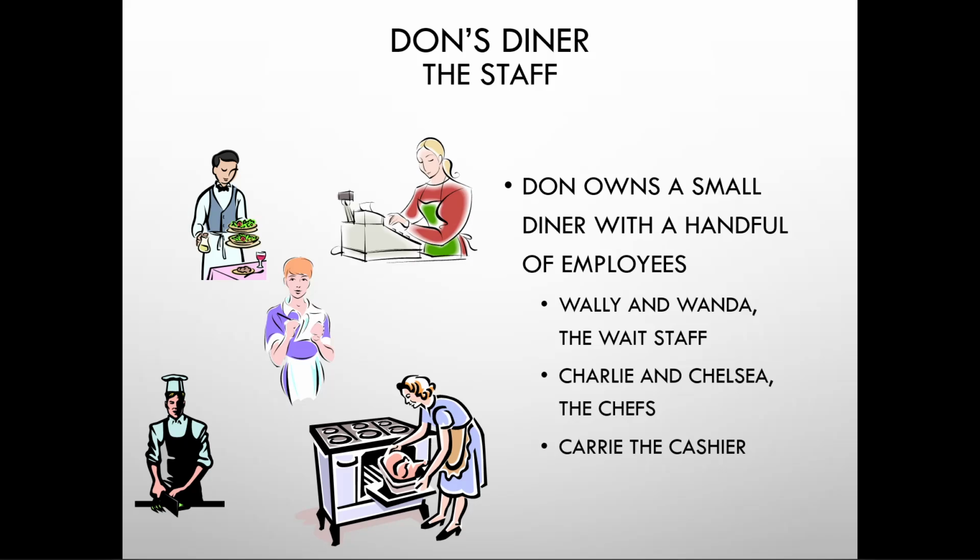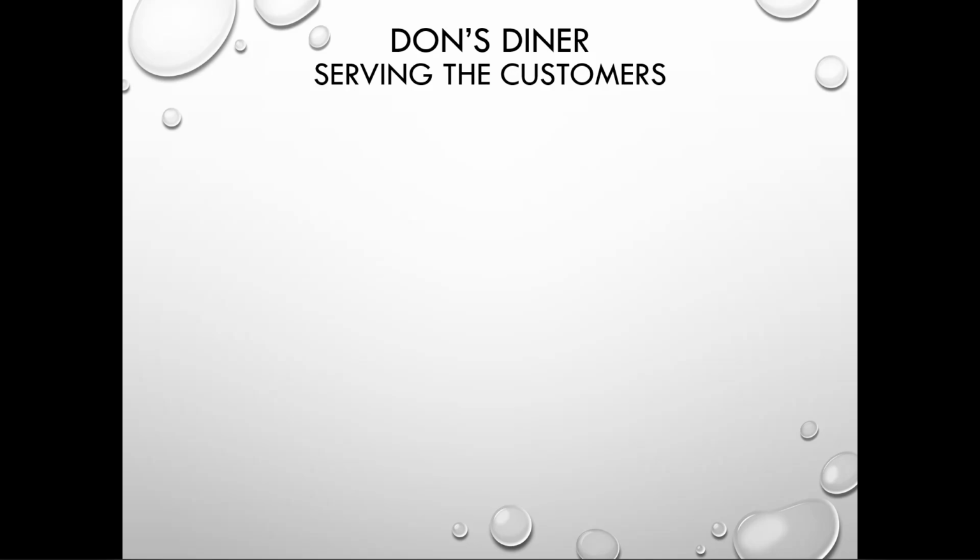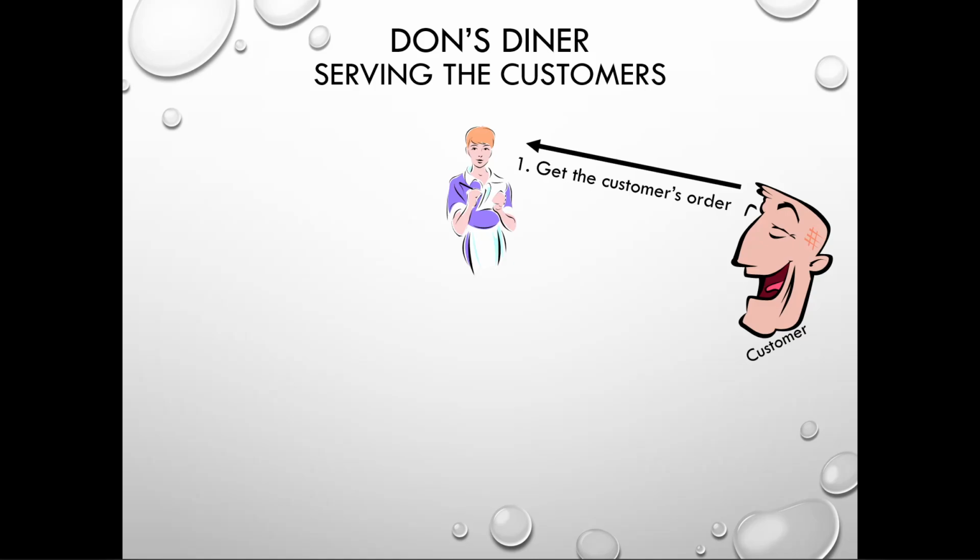So imagine you have a diner, Don's Diner, and he's really into alliteration. So Don has Wally and Wanda, the waitstaff, Charlie and Chelsea, the chefs, and Carrie, the cashier, who works for Don. And we want to look at a very specific interaction that happens at Don's Diner to show why MVC is important. So we all know when you go out to eat, the customer is going to go to the wait staff, Wally or Wanda, and they're going to give them an order.